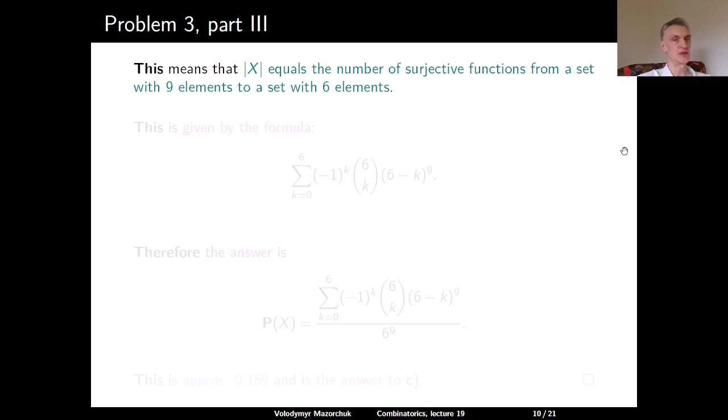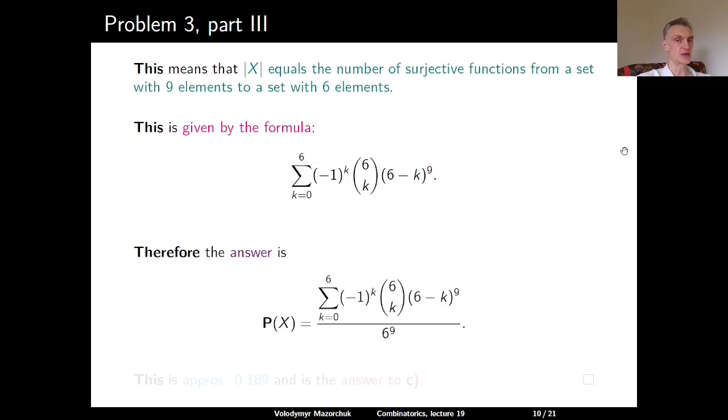So the cardinality of x equals the number of surjective functions from a set with 9 elements to a set with 6 elements. And there is an explicit formula for this, that's a sum over all k from 0 to 6, and then the summand is minus 1 to the power k, 6 choose k, times 6 minus k to the power 9. So the answer for n equal to 9 is that the probability of x is this sum over all k from 0 to 6, minus 1 to the power k, 6 choose k, 6 minus k to the power 9, divided by 6 to the power 9. One can compute that this is approximately 0.189, so approximately 0.2. That's the answer to part C.